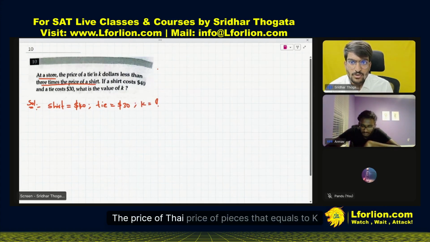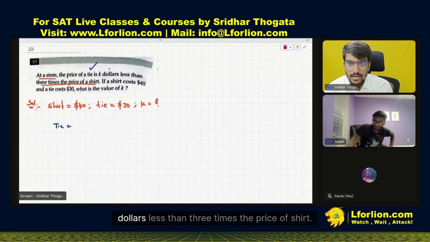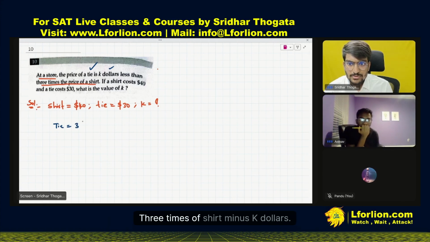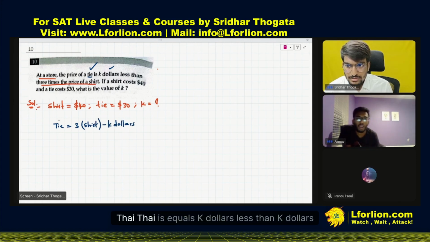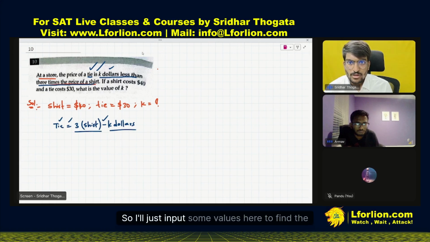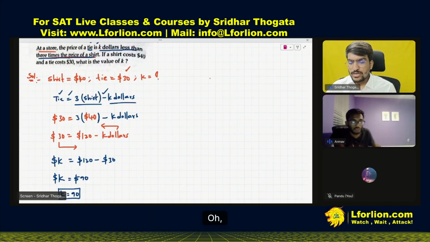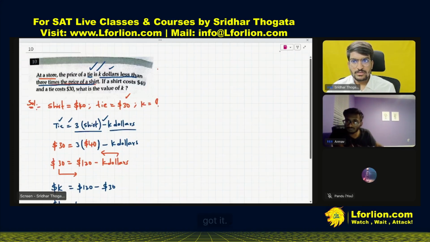At a store, the price of the tie equals K dollars less than 3 times the price of the shirt. That is 3 times the shirt minus K dollars. So I'll just input some values here to find the value of K. What is the tie price? $30. And the price of the shirt is? All right, got it.